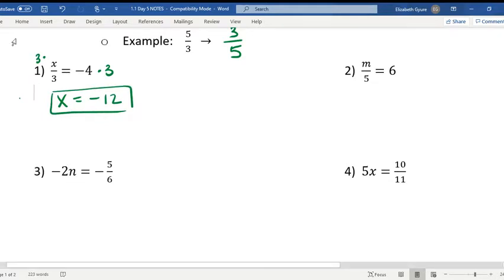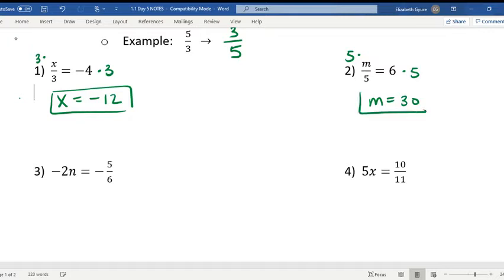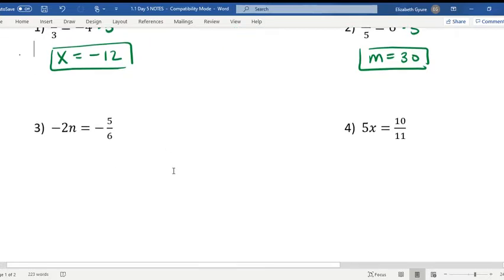All right. So number 2, we got m over 5 equals 6. We're dividing by 5. What's the opposite of, yeah, we're going to multiply. The opposite of dividing is multiplying, so multiply by 5. And what's 6 times 5? 30. All right, so that's just a little review of things we've already done. What's a little different about 3 and 4?